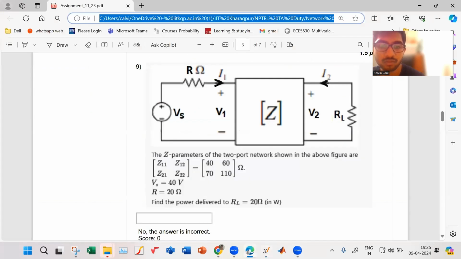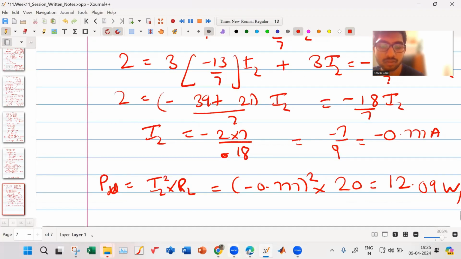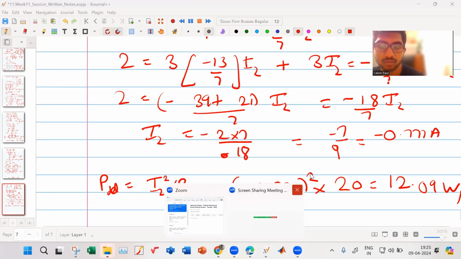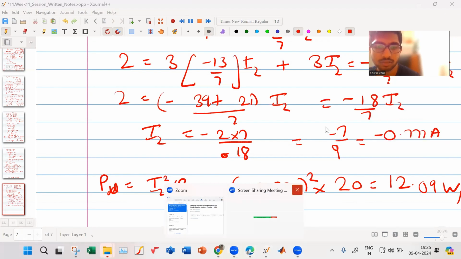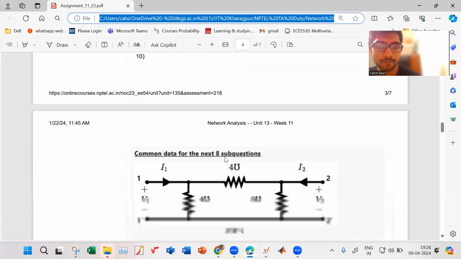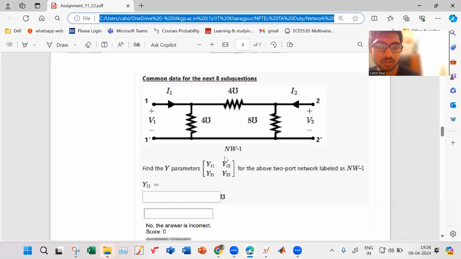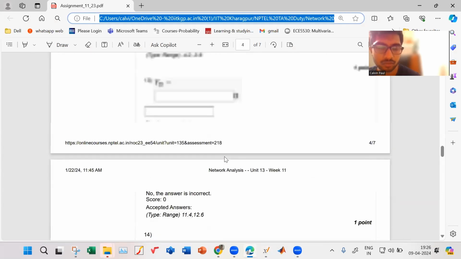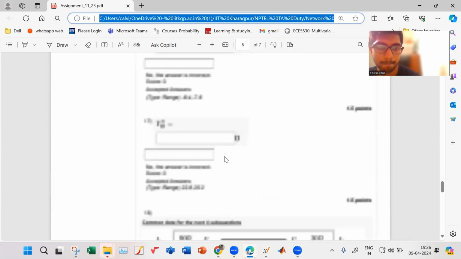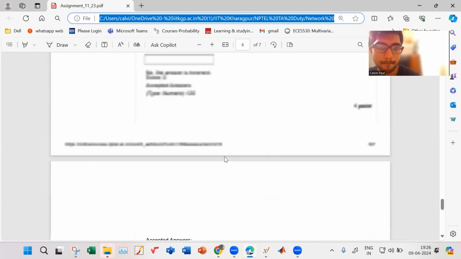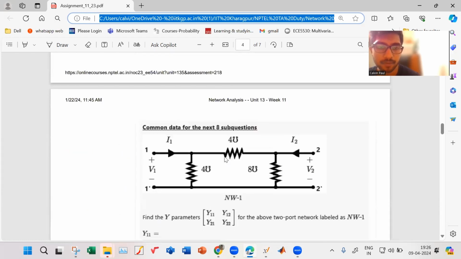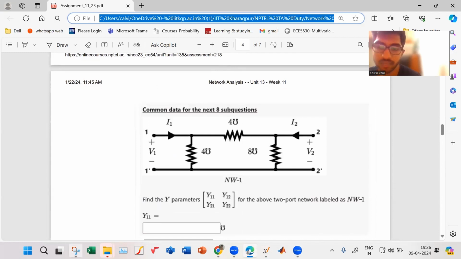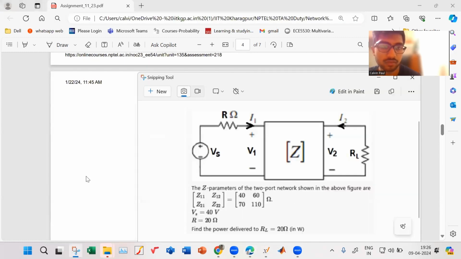So now let's go to the next question. They're telling us to find the y parameters for this network.